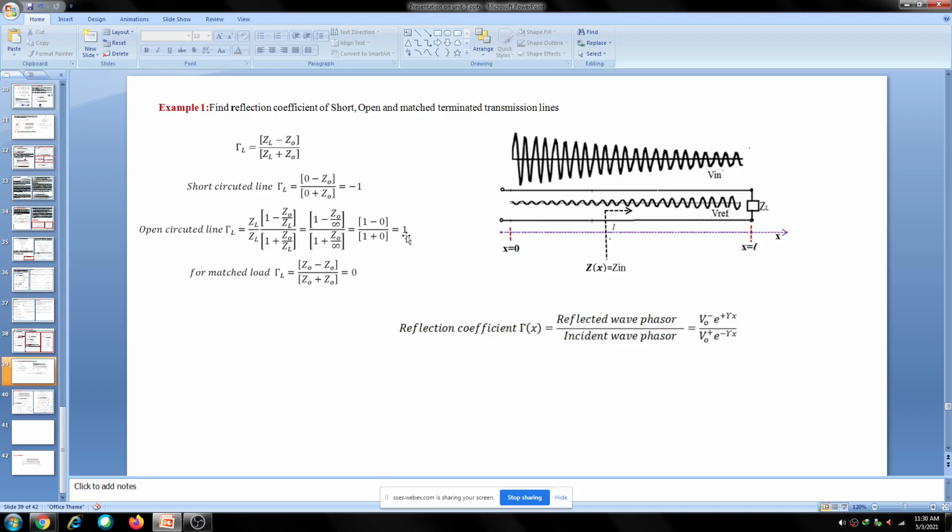Okay, so now see this. This is about the short circuit. If you put a short circuit here, what happens? The entire wave will reflect back with a 180 degree phase shift.